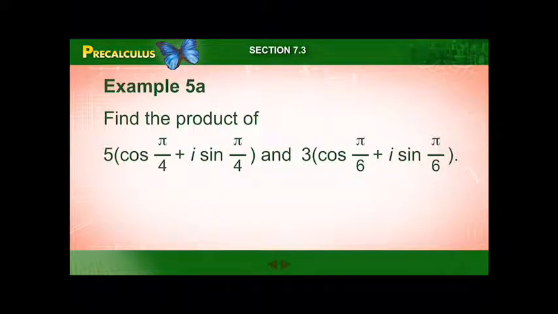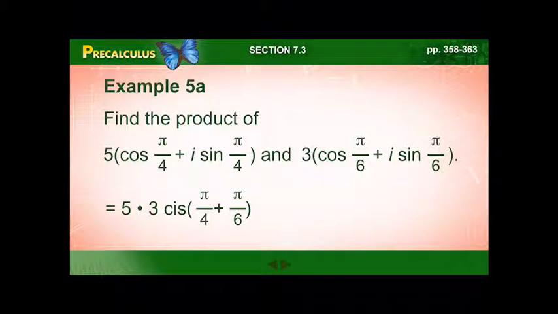So here's an example. Find the product of these two polar coordinates, or polar form. So literally what we do is we apply our formula. Since you're multiplying them, I know I'm multiplying because it says product, you simply multiply the r's, which are 5 and 3 here, and you add the angles together, and here you're going to end up with 15 CIS of 5 pi over 12. Super simple if you have those formulas written down and can comprehend them.